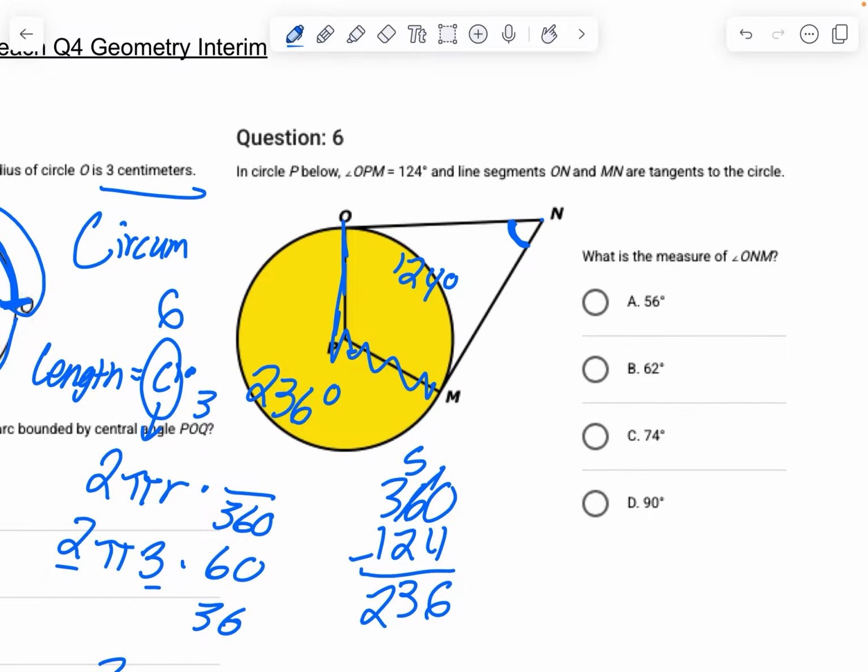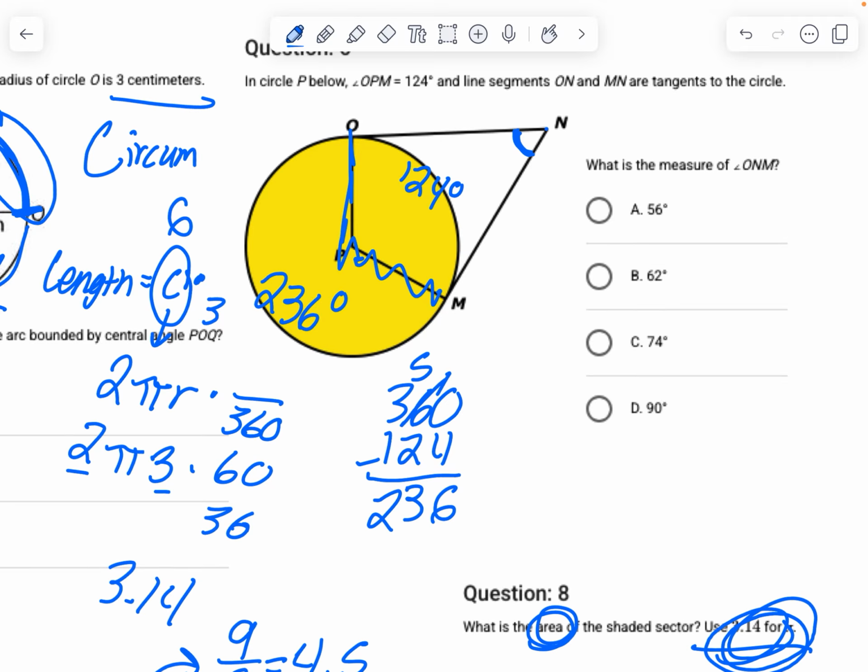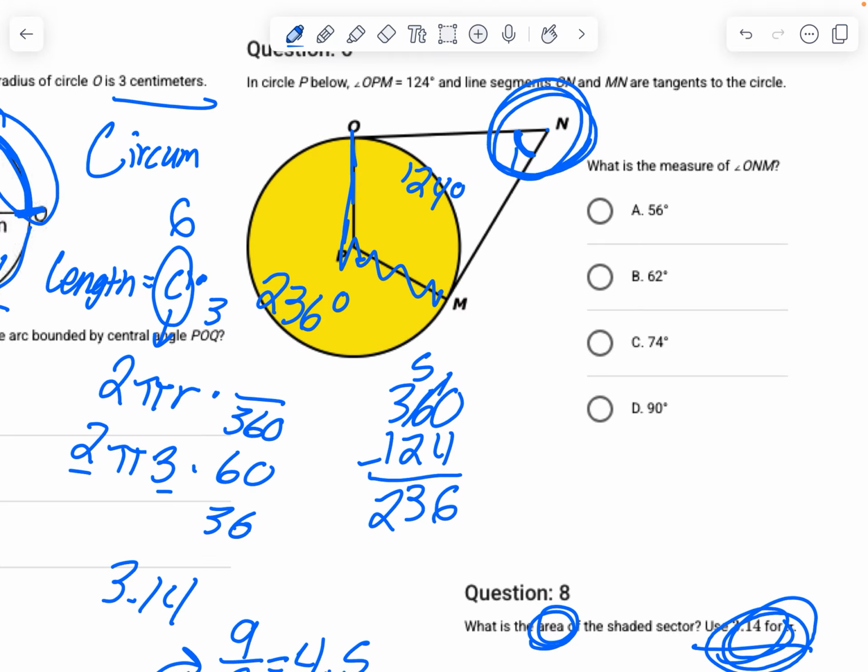I've got the arc closest to the exterior angle, and then the arc that's the furthest. If we remember back in our notes, to find the exterior angle, we have to take the two arcs of the circle. So the 236, and then let me make this bigger, 124, and we have to subtract them from each other. But not only do I have to subtract them, I have to divide by 2.